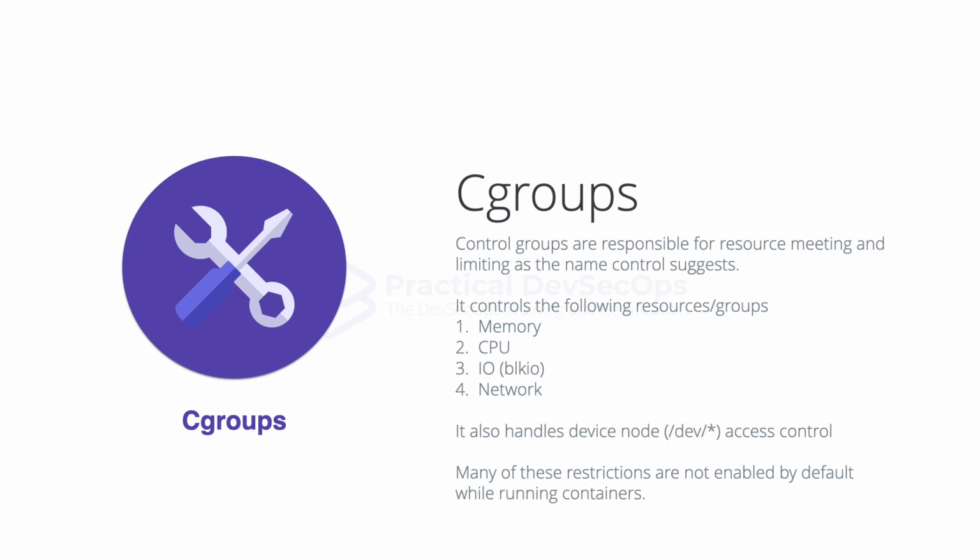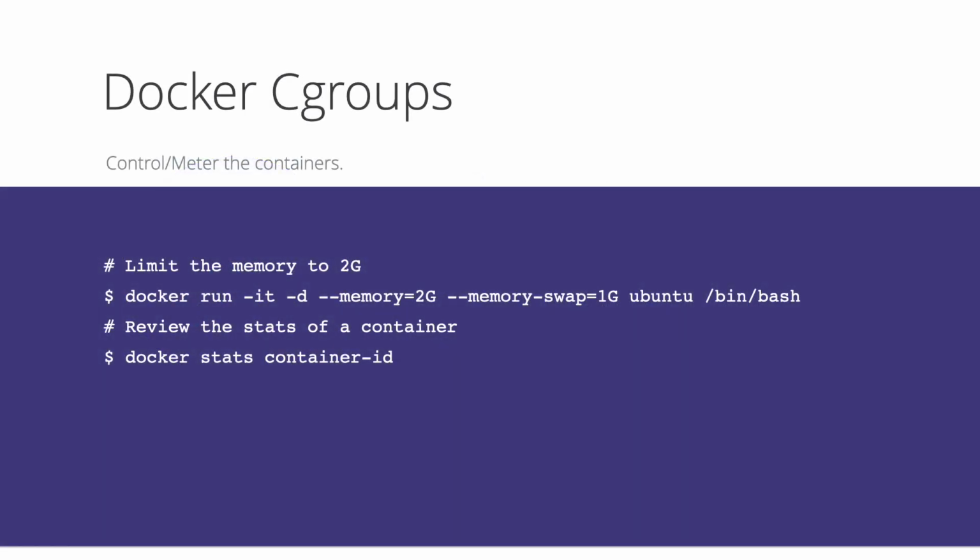Memory limits can be set on physical, kernel, and total memory that can be consumed. Cgroup limits are not enabled by default while running containers. The example presented here limits the memory the container can consume to 2 GB and sets a swap limit of 1 GB. From the host, we can run docker stats with the container ID to find the memory limits for a container.